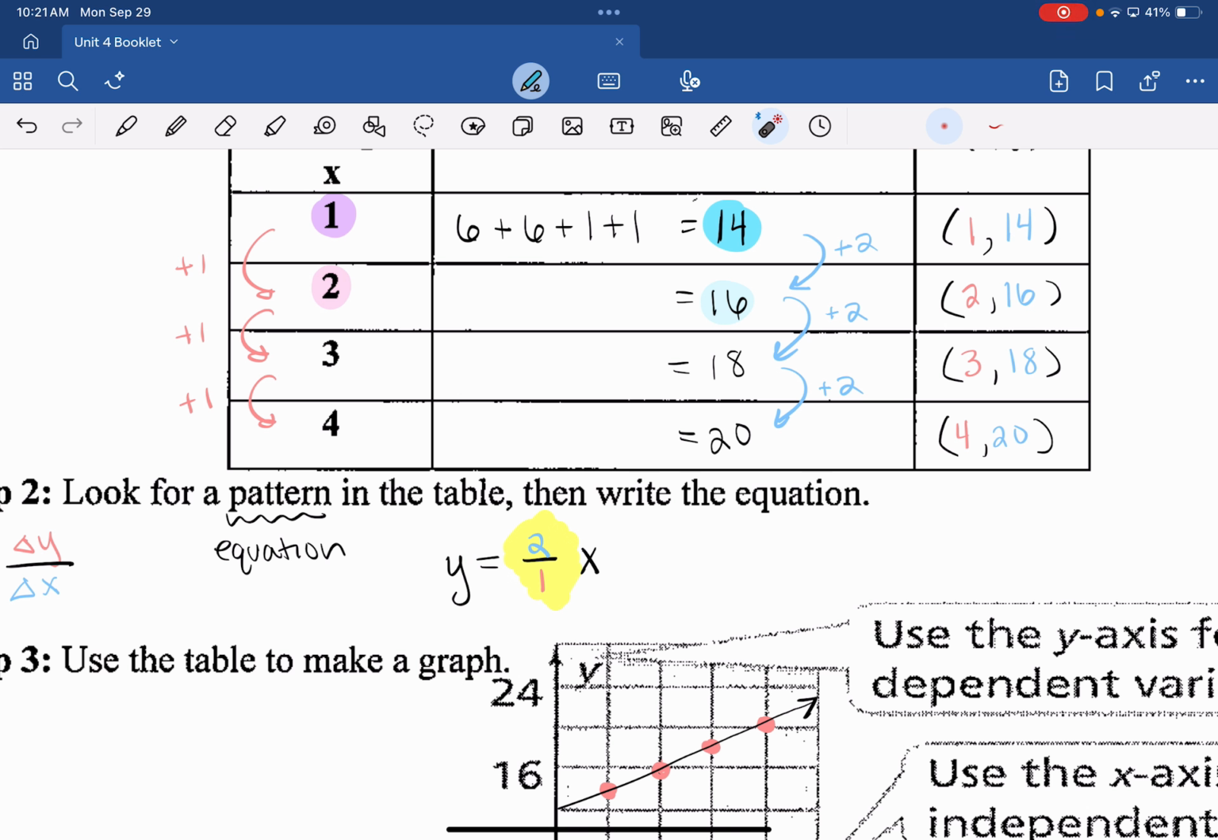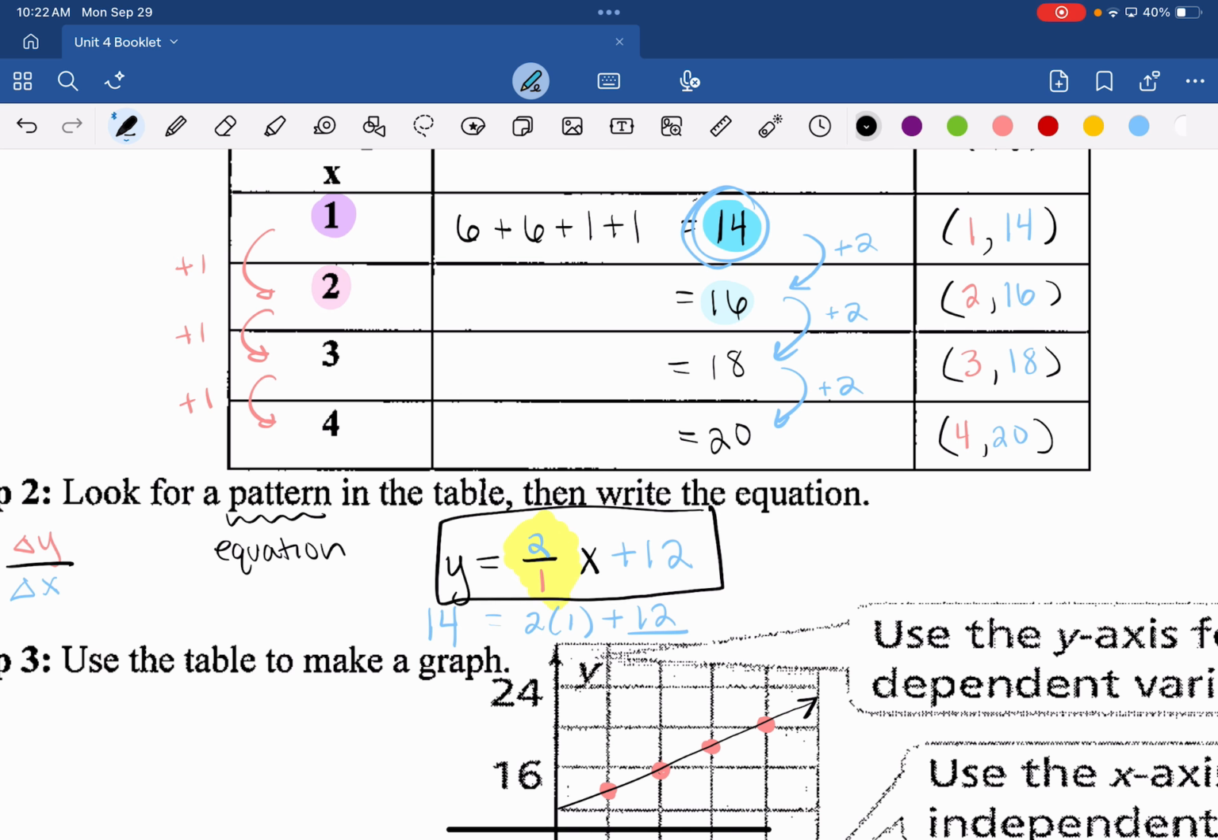Let's test that. So if I plug my independent variable 1 down here for x, in other words, I'm doing 2 times 1. Okay, I just plugged my independent variable in. Plugged my 1 in for x. If I do that, I have 2 times 1. Well, I get 2, but what do I wish I got? 14. My goal is to get a 14, so what would I need to add in order to get 14? I would need to add 12. So let's add a plus 12 to my pattern. And there's my equation, okay?